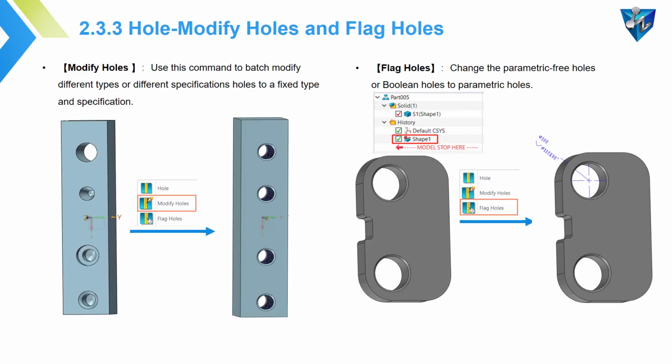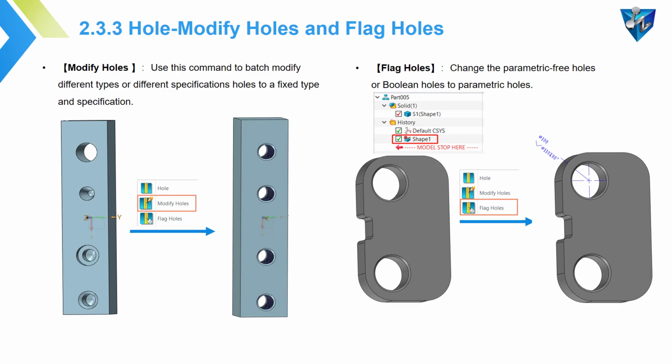And the next feature I would like to show you is the modify holes and the flag holes commands. So for modify holes, it's very easy to understand. We can use this command to batch modify different types or different specification holes to a fixed type and specification. Like here on the left side, you can see there are several holes with different types. So we can use the modify hole command to change them to be identical.